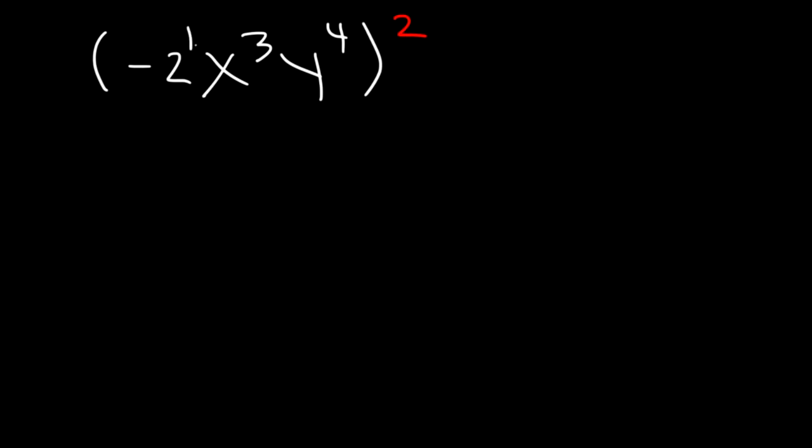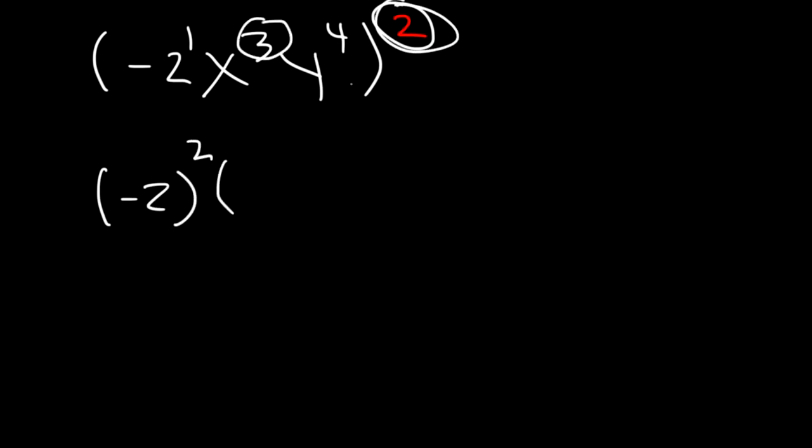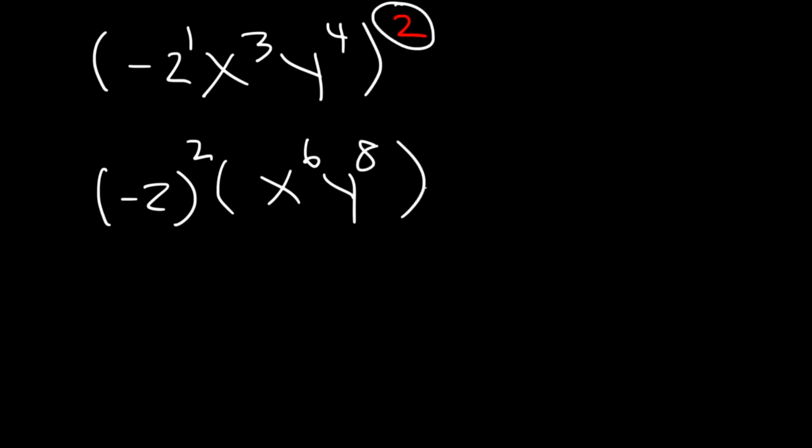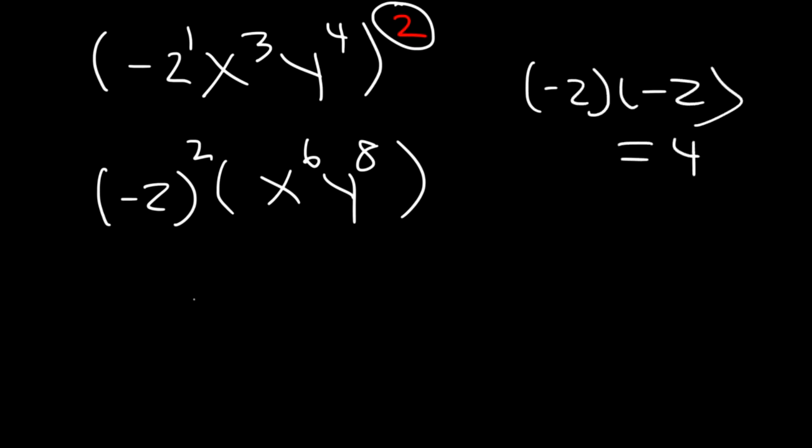So this is raised to the 1st power, and if we multiply by 2, we're going to have negative 2 to the 2nd power. And then 3 times 2 is 6, so we're going to have x to the 6th, and 4 times 2 is 8. So this is going to be y to the 8. Negative 2 squared, that's basically negative 2 times negative 2. That's equal to positive 4. So the answer is 4x to the 6th, y raised to the 8th power.